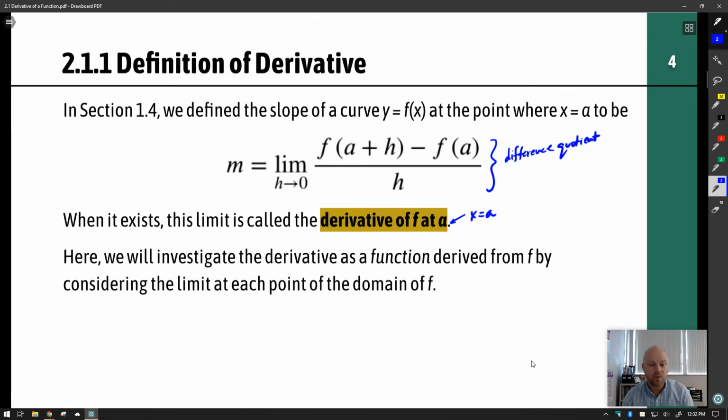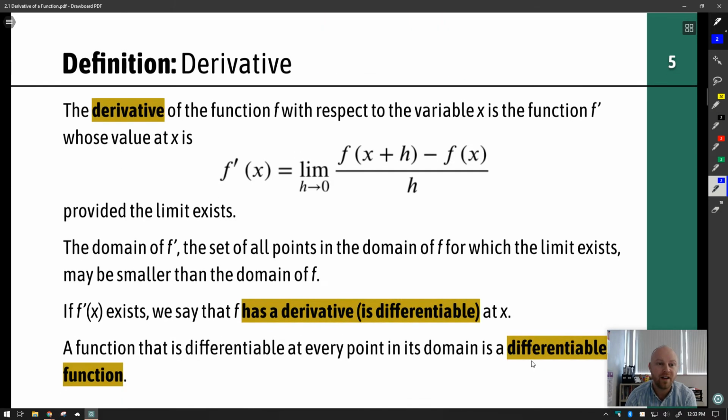In this section, we're going to investigate the derivative not as a slope at one particular point, but as a function, as an entire function derived from f by considering that limit at each and every point along the domain of f. So I just want to emphasize here, the derivative can be seen as a function if we think about the slopes not at just one point, but at every point in the domain of f.